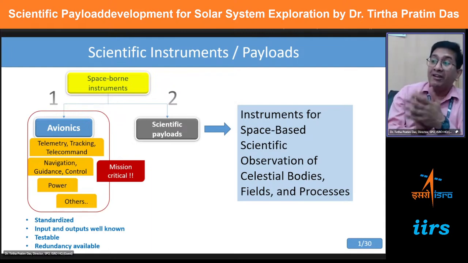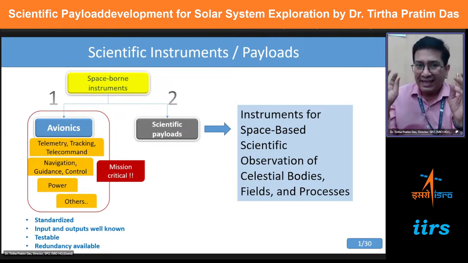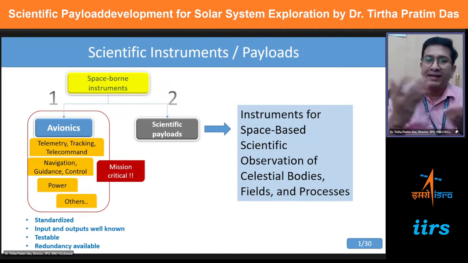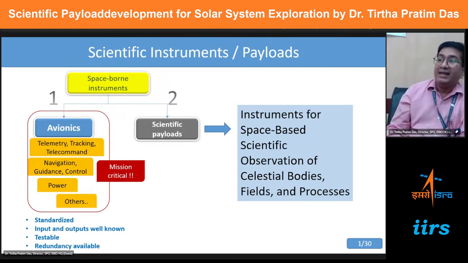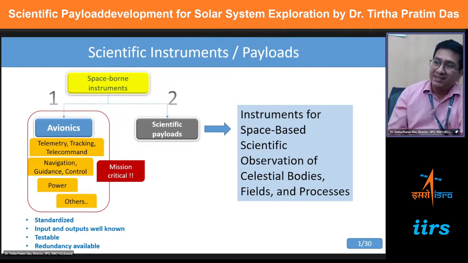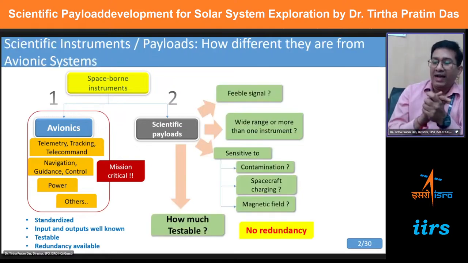Now, if you come to the scientific instruments, they're different. And the first question comes, how do we define the scientific payloads? We can define it like this. Scientific instruments or scientific payloads are the instruments for space-based scientific observation of celestial bodies, fields, and processes. Now, I have mentioned that there are significant differences between the scientific payloads and avionic systems.